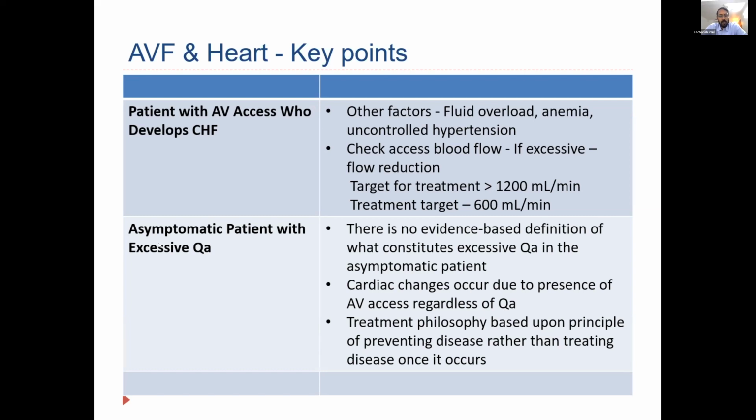And what about those patients who have a high flow rate but are asymptomatic? There is no evidence to define what constitutes an excess flow in these patients. So basically it comes to the principle of preventing the disease rather than treating once the disease has occurred. So put these patients with a high flow, but who are asymptomatic as far as the heart is concerned, on close surveillance with a 6-monthly echocardiogram.